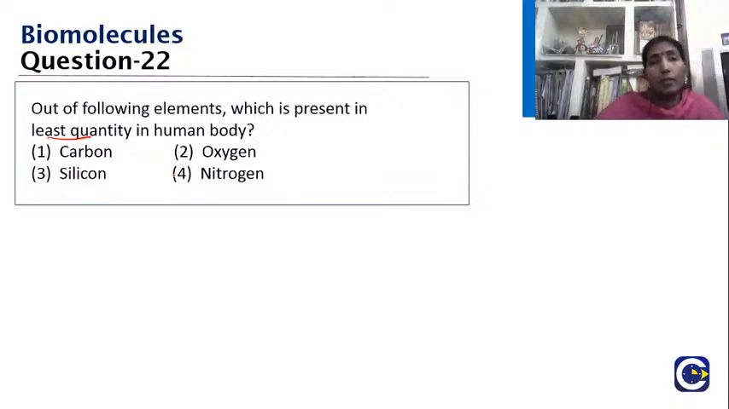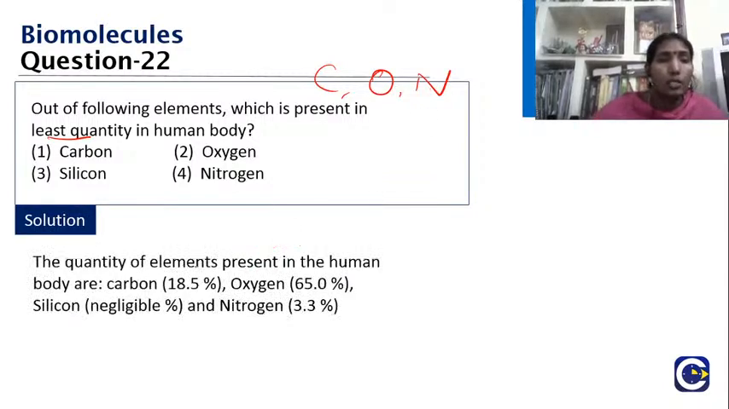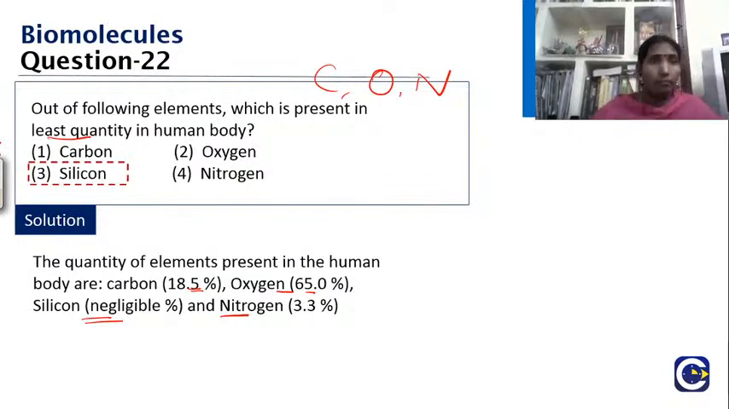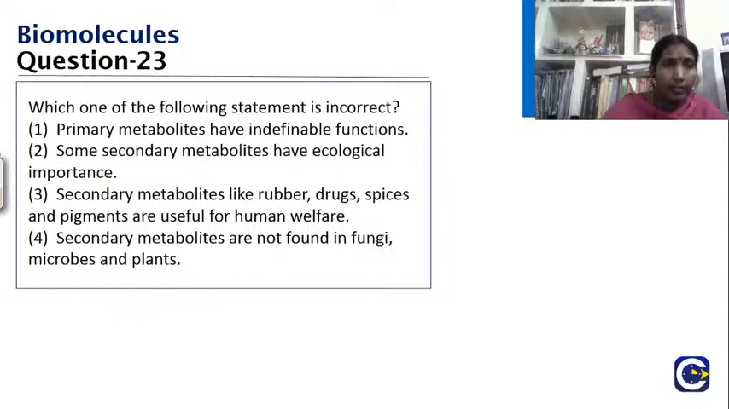Yes, the answer is very simple. We know that carbon, oxygen, nitrogen are more vital, right? So what should be the answer? You see carbon is around 18.5, oxygen 65%. What about nitrogen? 3.3. But which is negligible? It is silicon. So the answer is silicon. Very good, students. You have given the right answer. Lakshmanan, Akshaya, you have given the right answer.